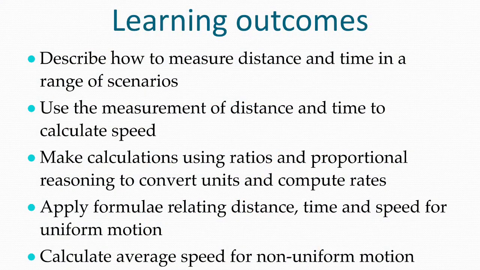Our learning objectives are to describe how to measure distance and time across a range of scenarios and then use those measurements of distance and time to calculate speeds. Also make calculations using ratios to convert from one type of unit to another. Apply formulae relating distance, time and speed for uniform motion and calculate average speed for non-uniform motion.